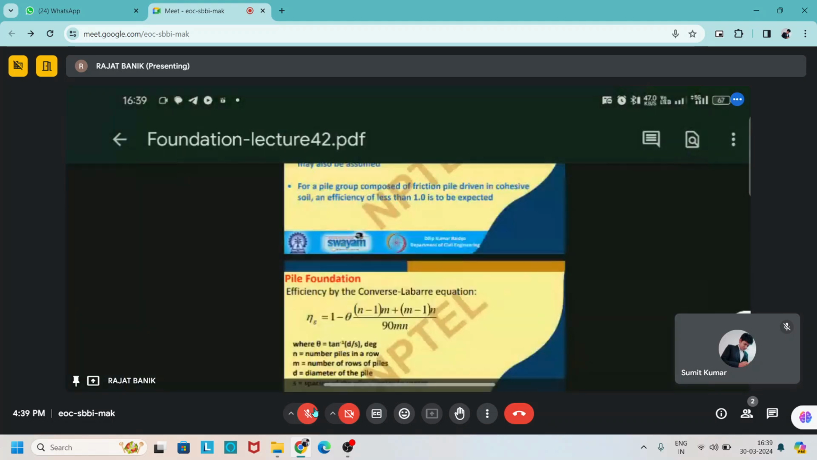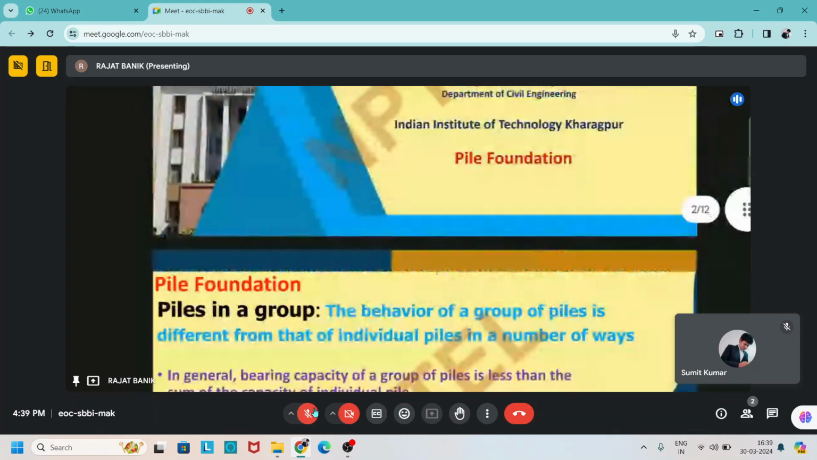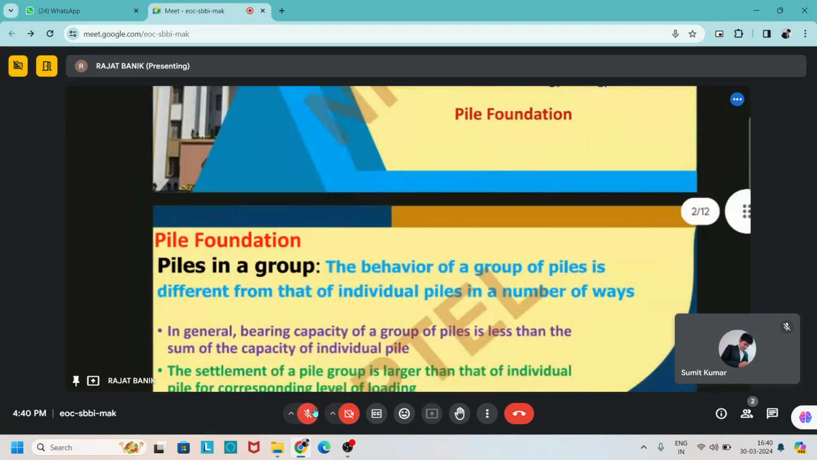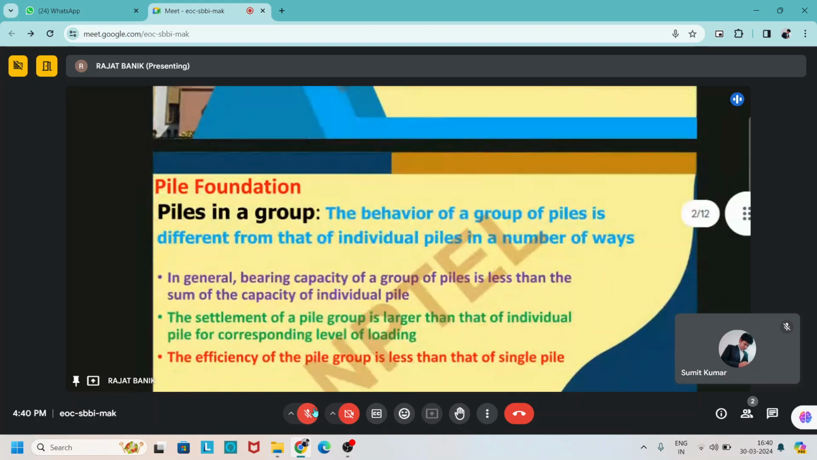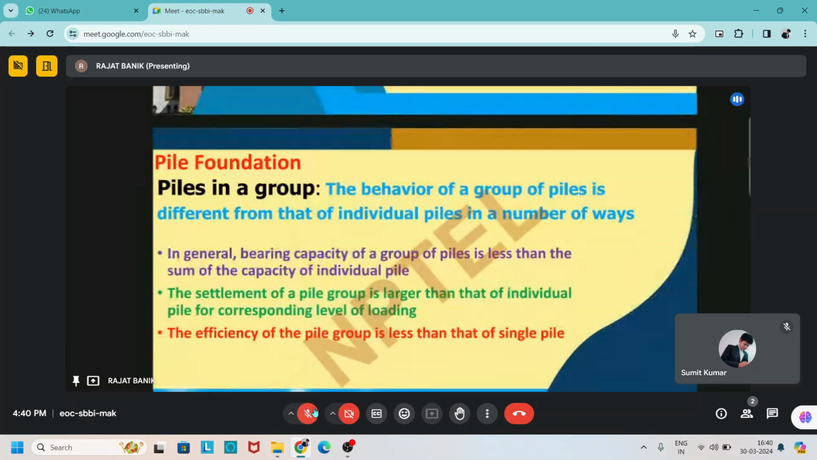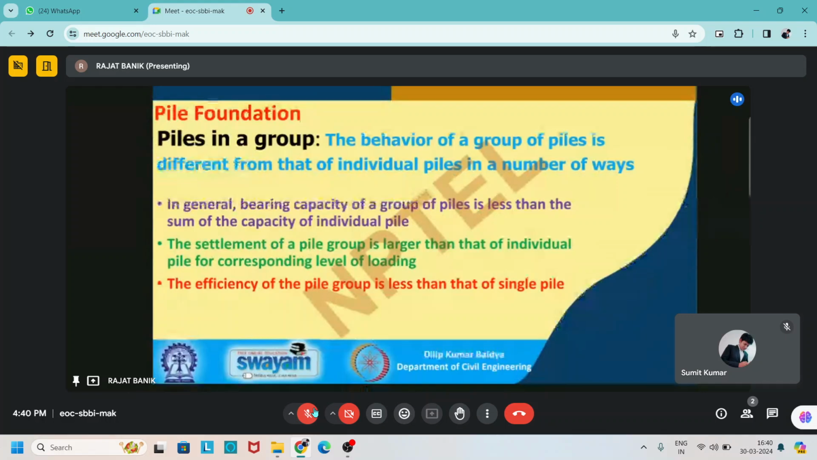Now we discuss the pile capacity in groups, that means piles in a group. The behavior of a group of piles is different from that of individual piles in a number of ways. In general, the carrying capacity of the group of piles is less than the sum of the capacity of the individual piles. The settlement of a pile group is larger than that of the individual piles for a corresponding level of loading. The efficiency of the pile group is less than that of the single pile.